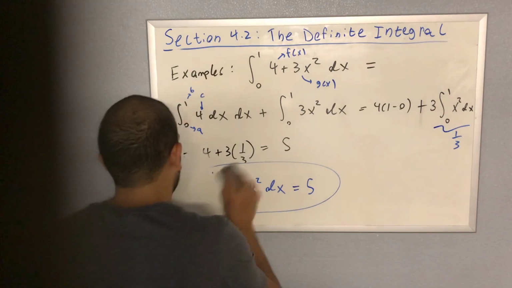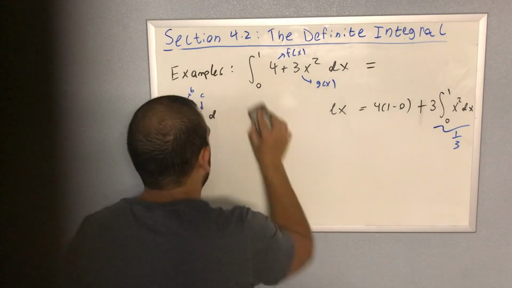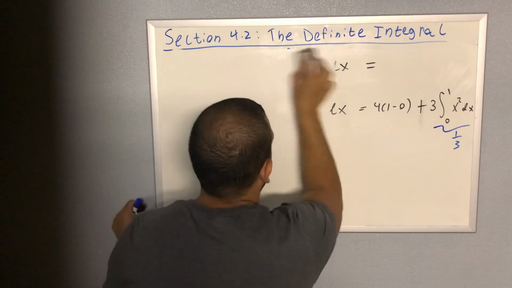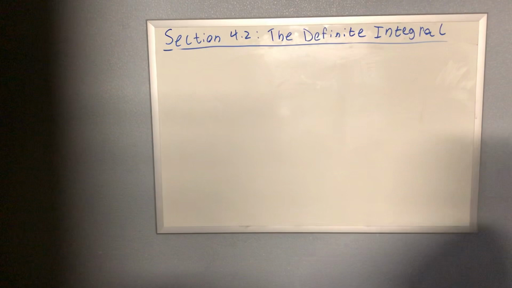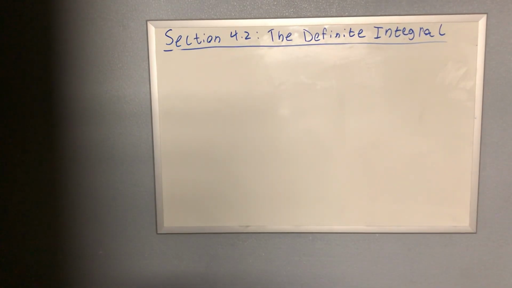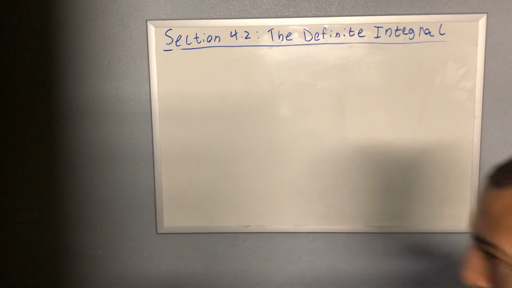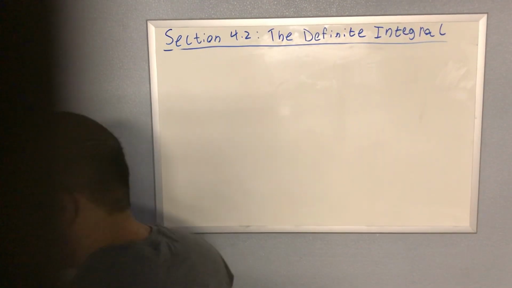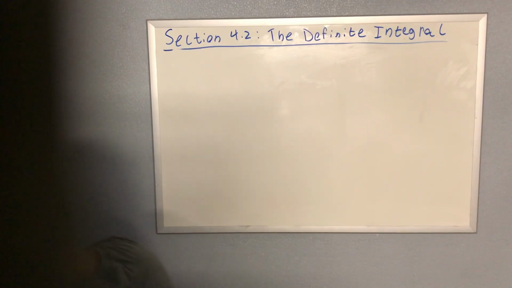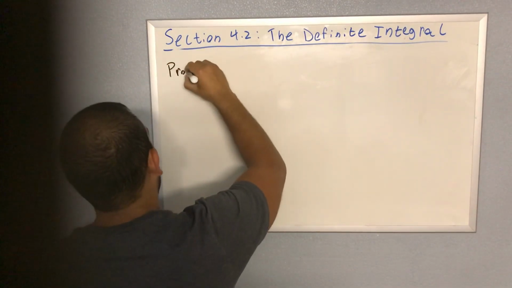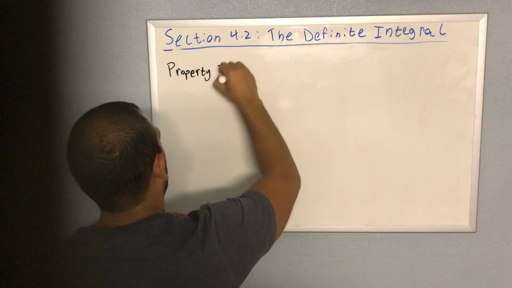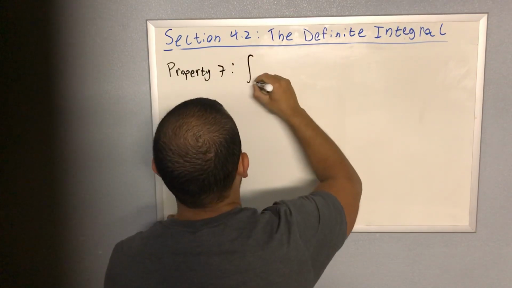Okay, next we have more properties, of course. Never ends. I believe we left off with 6, so this will be property 7. Is this.